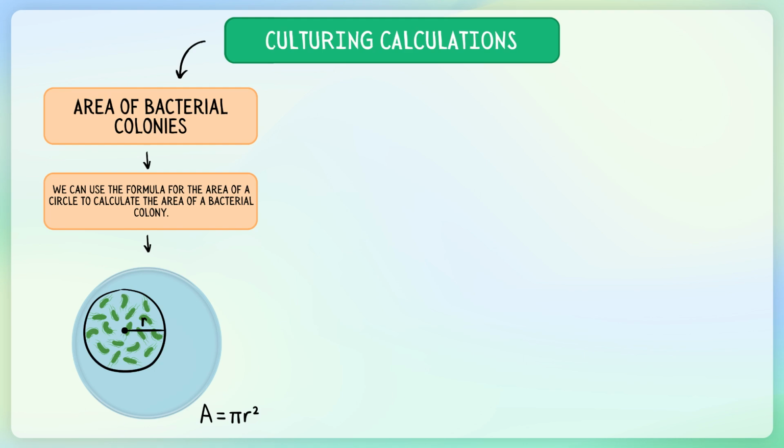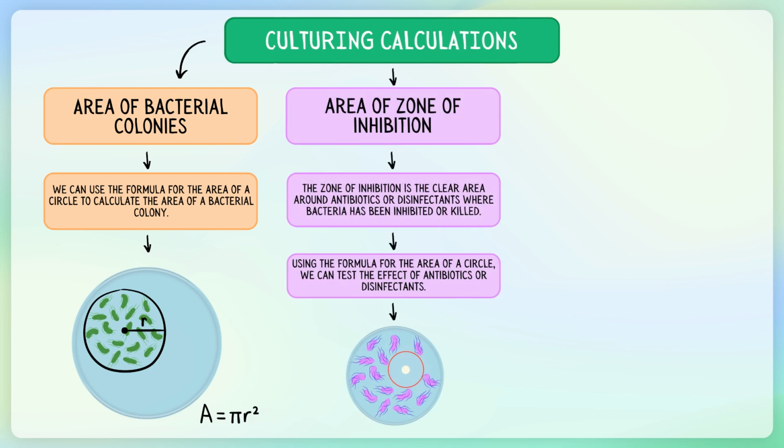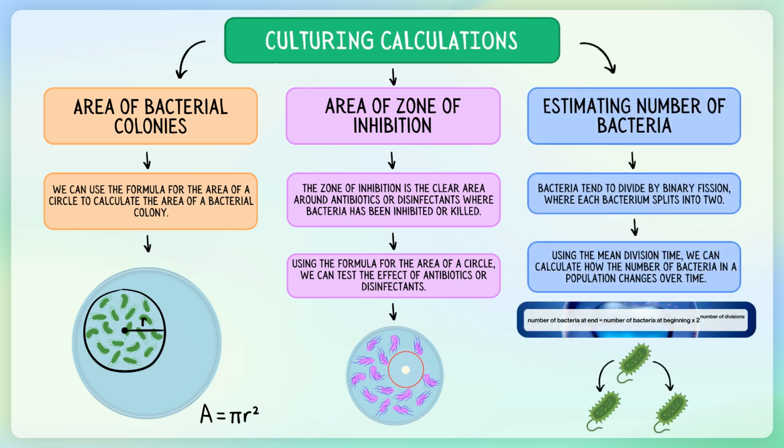In conclusion, measuring and understanding bacterial growth involves calculating the area of bacterial colonies using the formula for the area of a circle, determining the zone of inhibition size to assess the effectiveness of antibiotics or disinfectants, and estimating the number of bacteria over time, given their mean division time and applying the correct formula. These calculations are essential for microbiologists to analyse and interpret bacterial growth and the effects of treatments accurately. Mastery of these techniques provides fundamental insights into bacterial growth, crucial for fields such as medicine, biotechnology, and environmental science.